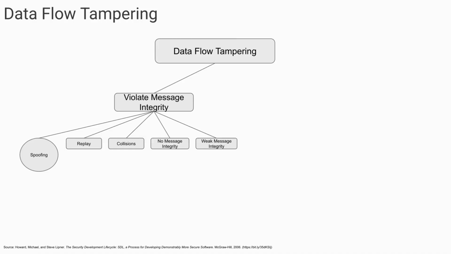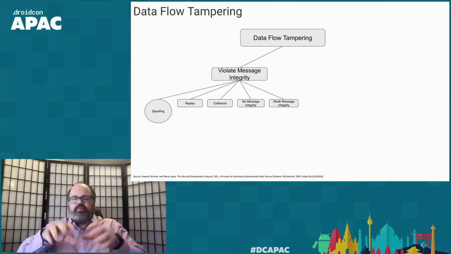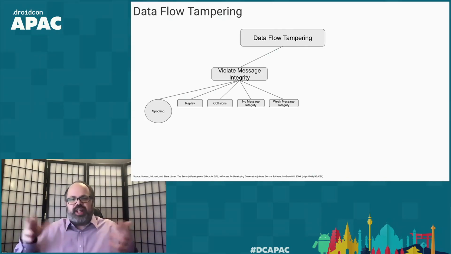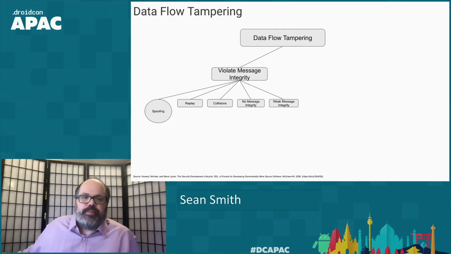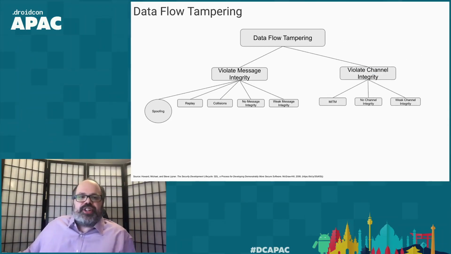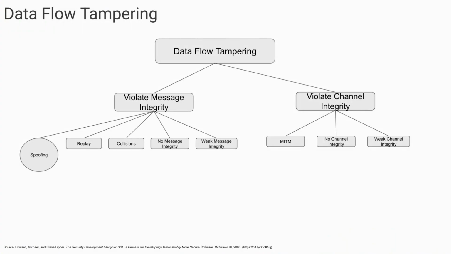Collisions: because the message integrity is weak, two messages might equal the same thing. No message integrity, or weak message integrity, means you could alter or tamper with the bits at your leisure if you were in a man-in-the-middle attack or something like that. The other thing is the channel integrity. So we have man-in-the-middle attacks, again, because your channel integrity would be weak. No channel integrity or weak channel integrity, all sort of together there as that nexus of bad data flow stuff.